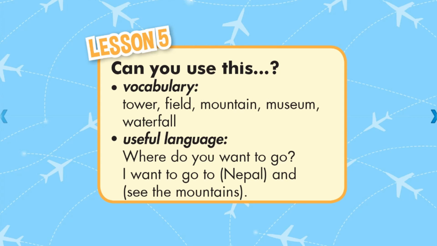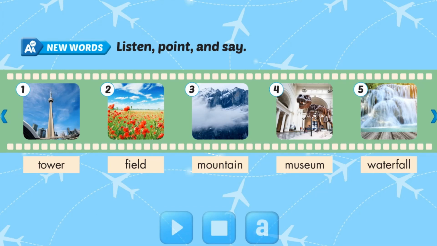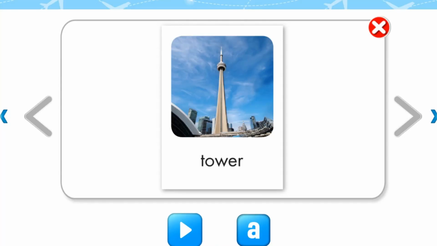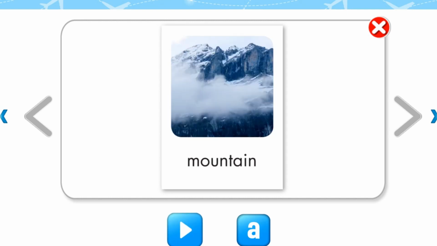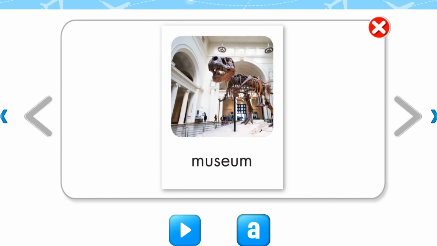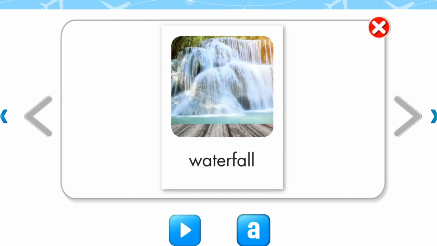Now let's learn some words. New words. Listen, point, and say. Tower, field, mountain, museum, waterfall.